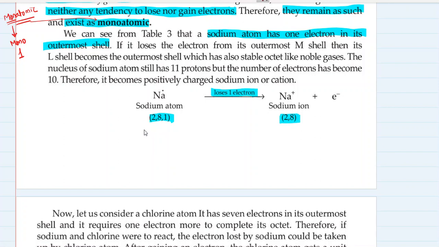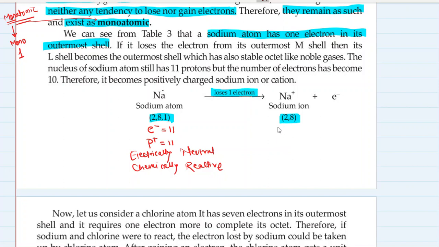But guess what? Initially, sodium had how many electrons? 11. And how many protons? 11. So it was electrically neutral. Yes, it was chemically unstable, chemically reactive. Sodium was chemically reactive, but it was electrically neutral.